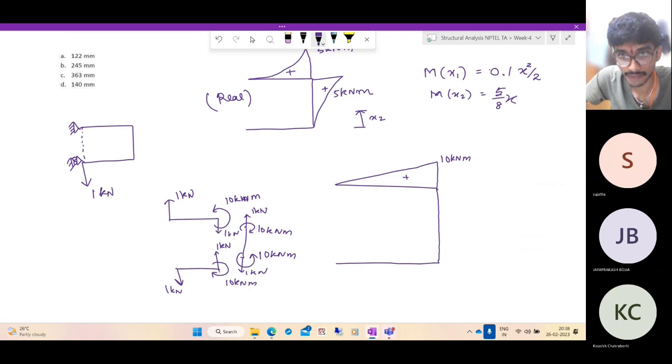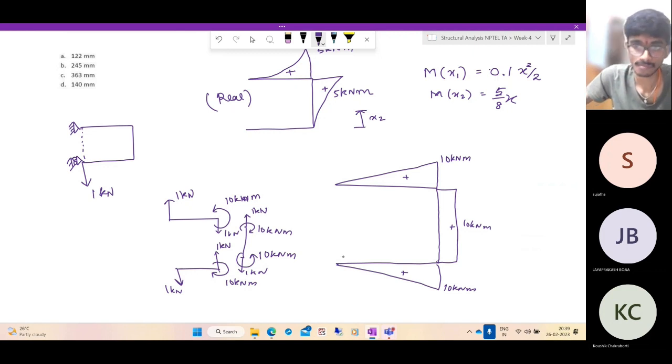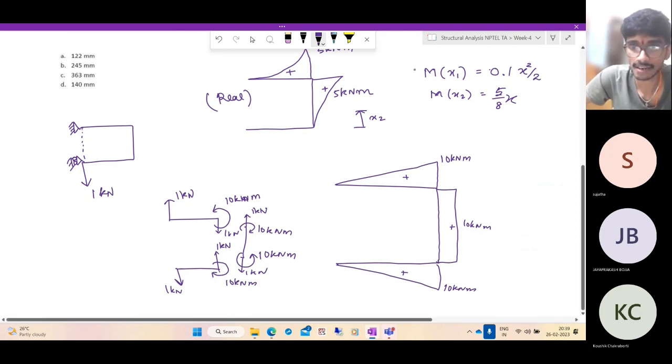And here it is under constant bending moment. Sagging, again 10 kilonewton meter. And here it is also sagging moment, positive 10 kilonewton meter. So this is the real bending moments.